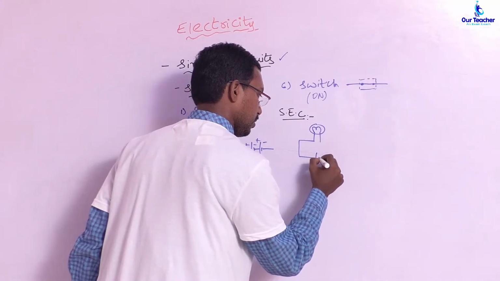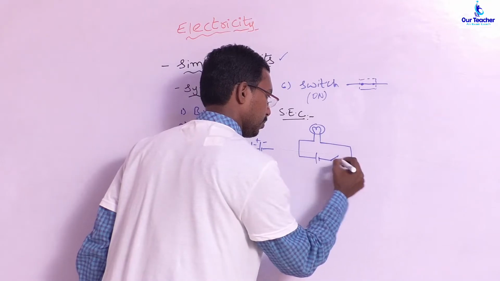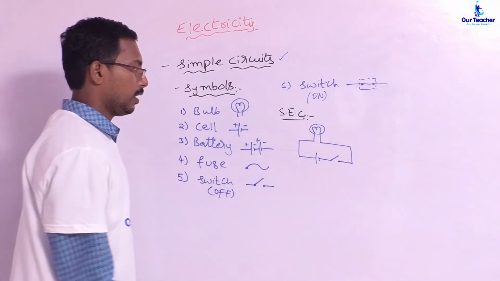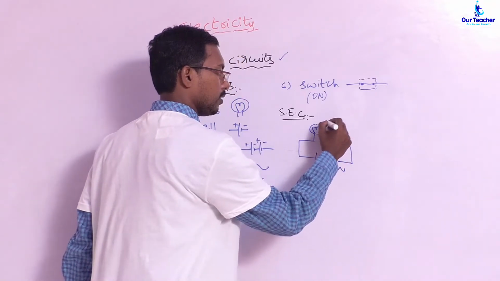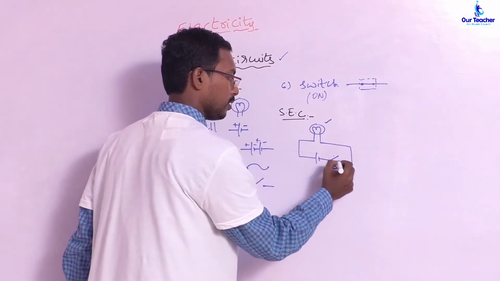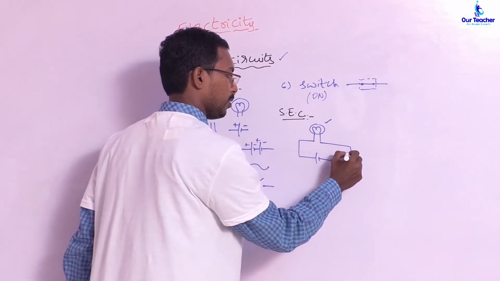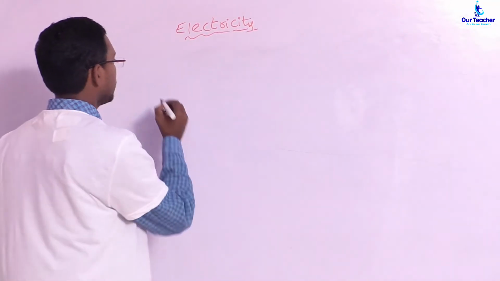A cell, switch, and a bulb. So this is nothing but a simple circuit, and we will see what are the outcomes when you make it off. Does the bulb glow or not? And when you make it on, does the bulb again glow or not? We will see that condition. Okay. And next we will see.